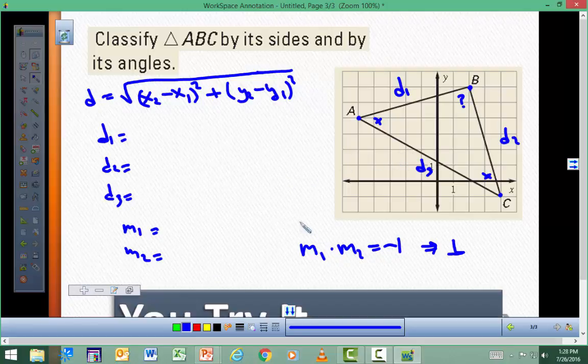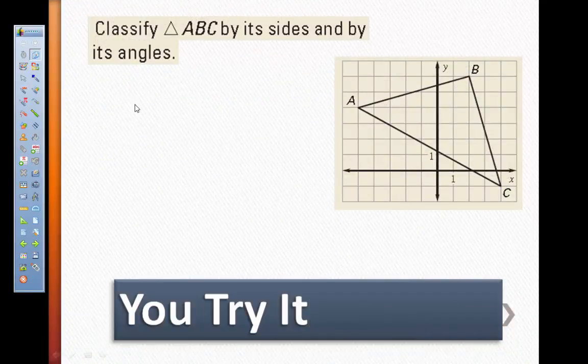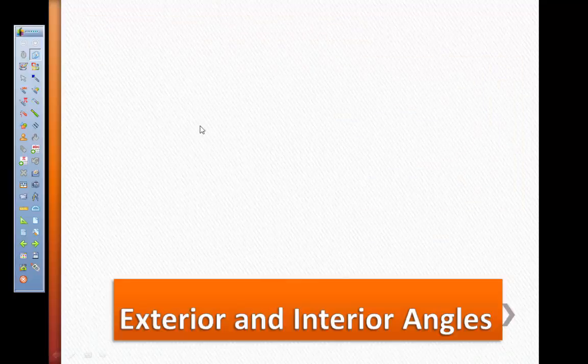So I'll let you do that. We can do it together as a class, but those problems take a while. We just did one, so let's skip this and go on.